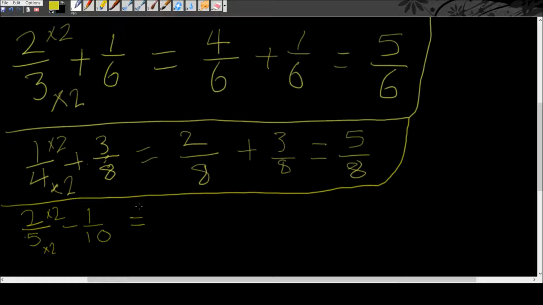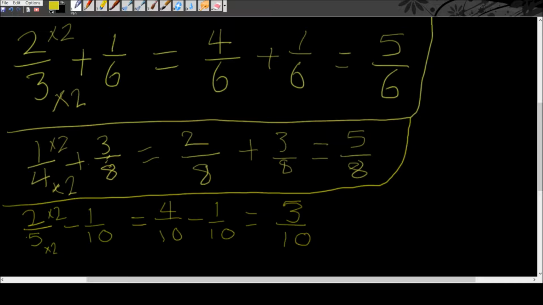So this 2/5 is going to change into 4/10 and take away 1 over 10. And 4/10 take away 1/10. So 4 take away 1 is going to give us 3, almost said 5 there, over 10. Okay, lovely. Now let's go on to more examples.